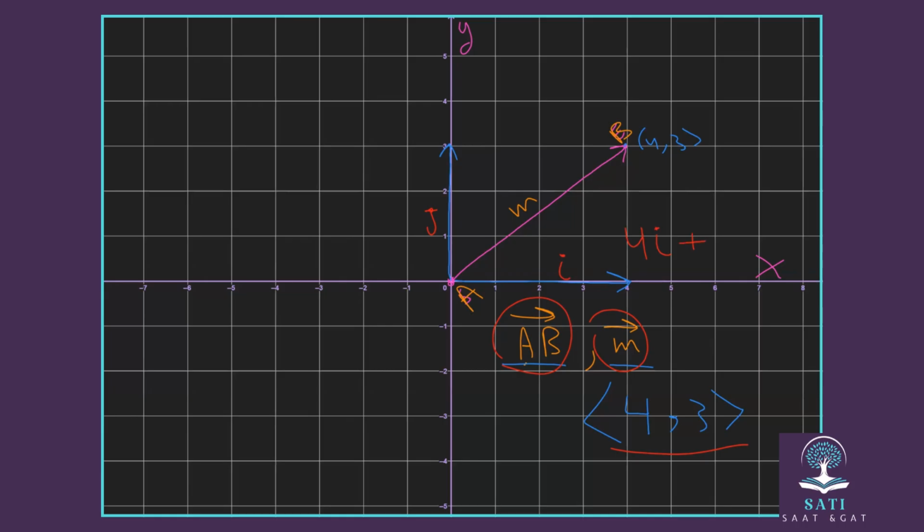Plus, this is plus if it is positive. How many units on the Y-axis? As you see, it's 3 units, so you write 3j. So I can also call this vector M, that is 4i plus 3j. So you express the same vector either as vector AB, or by a letter like vector M, or you write it as vector 4 and 3, or as 4i plus 3j.